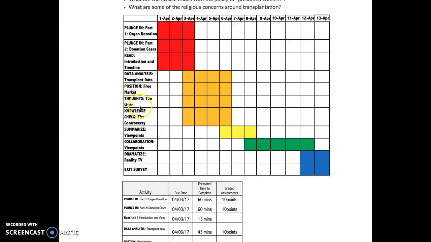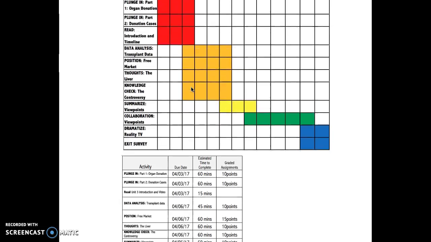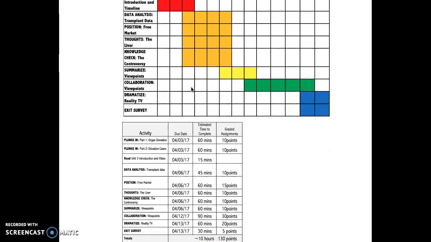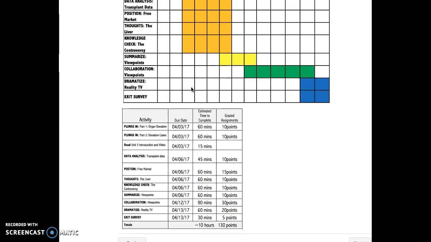You'll see that the data analysis, the position, the thoughts, and the knowledge check are all due on the same day. That's basically just to give you time to work through them. So it's not like you turn them all in on April 6th, but rather you work on them and turn them in up until April 6th. That should give you some time to play around with those.